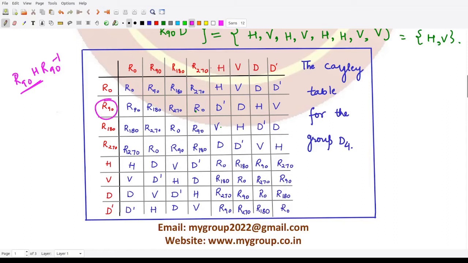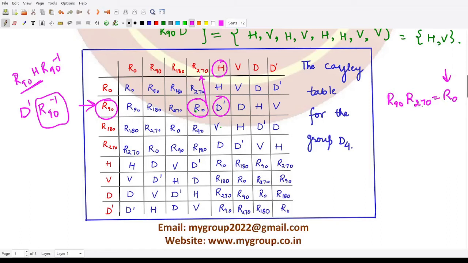Here we have R90, here we have H, so it is D dash, right? D dash into R90 inverse. Now you will be looking for this entry. What is R90 inverse? So you see in the column for 90, where are we getting an R0? R0 is here and we are getting it corresponding to this R270. So that means the inverse of R90 is R270. Why? Because R90 composed with R270 would give you R0, right? Which is the identity of the group.